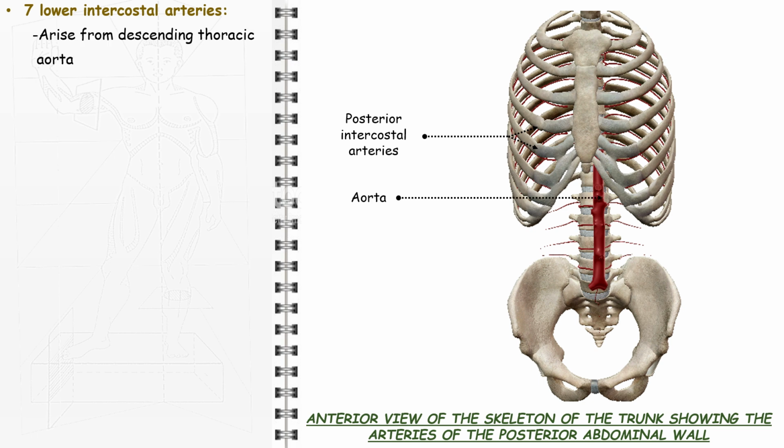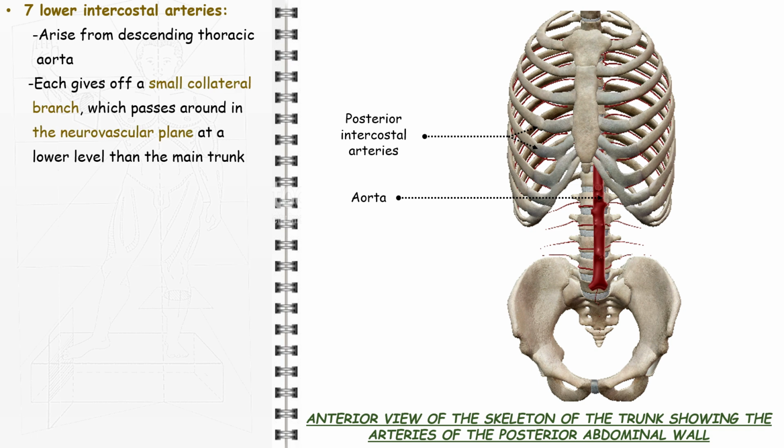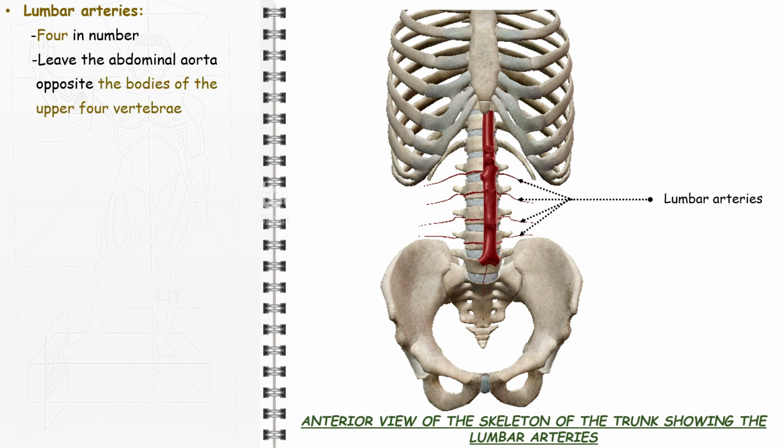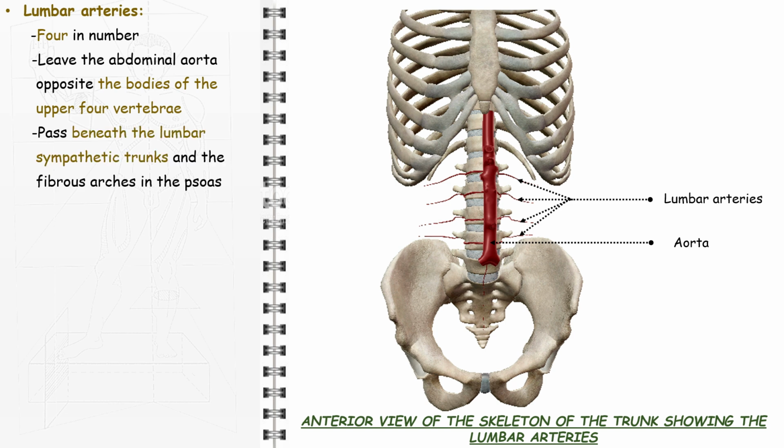Each gives off a small collateral branch which passes around in the neurovascular plane at a lower level than the main trunk. The lumbar arteries are 4 in number. They leave the abdominal aorta opposite the bodies of the upper 4 vertebrae and pass beneath the lumbar sympathetic trunks and the fibrous arches in the psoas. They are overlaid on the right side by the inferior vena cava. Each artery gives off posterior and spinal branches.